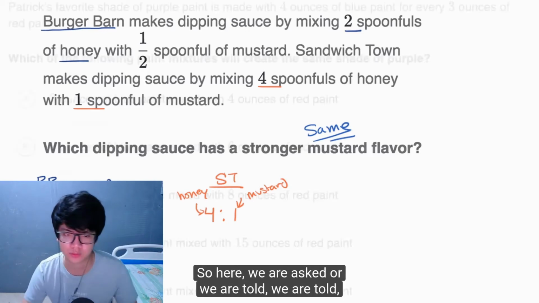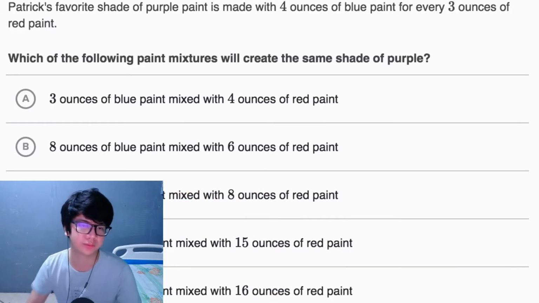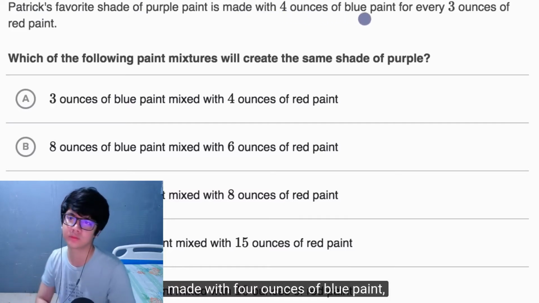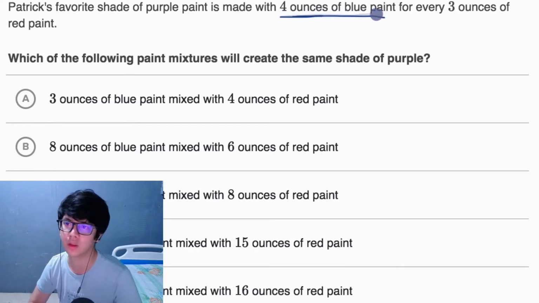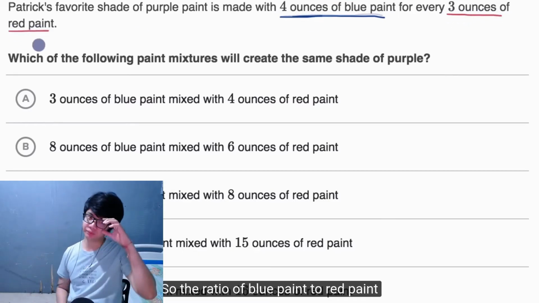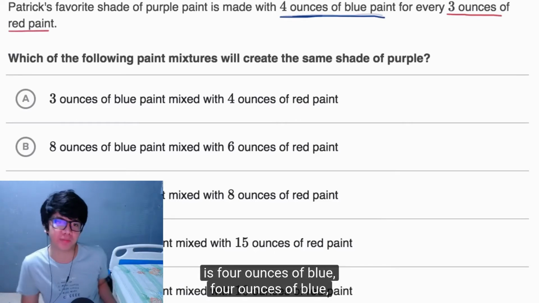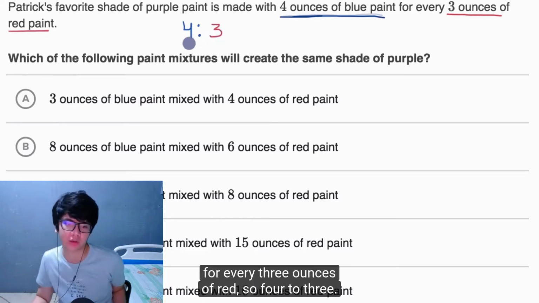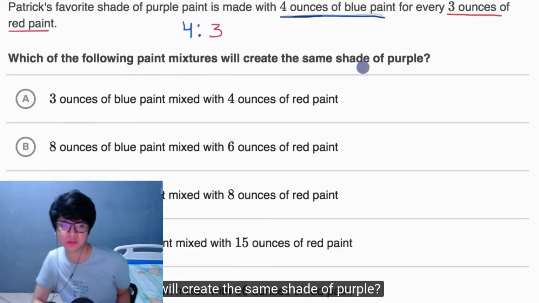Let's do another example. We are told Patrick's favorite shade of purple paint is made with 4 ounces of blue paint, let me underline that in blue, for every 3 ounces of red paint. So the ratio of blue paint to red paint is 4 ounces of blue for every 3 ounces of red. So 4 to 3. Which of the following paint mixtures will create the same shade of purple?